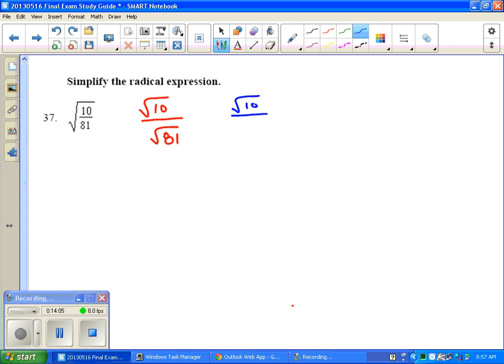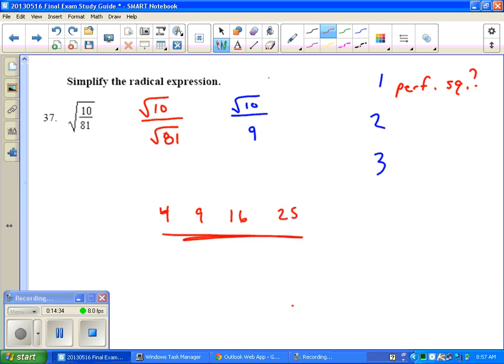Then it says what times itself is 81. We know that 9 times itself is 81. Notice it comes from outside of the radical symbol. Remember, there's 3 questions you have to ask yourself, 1, 2, 3, to determine if this is simplified or not. The first one, are there any perfect squares? That means anything like 2 times 2 is 4, 3 times 3 is 9, 4 times 4 is 16, 5 times 5 is 25. And it keeps going. Can you multiply any of these numbers by something and get 10?